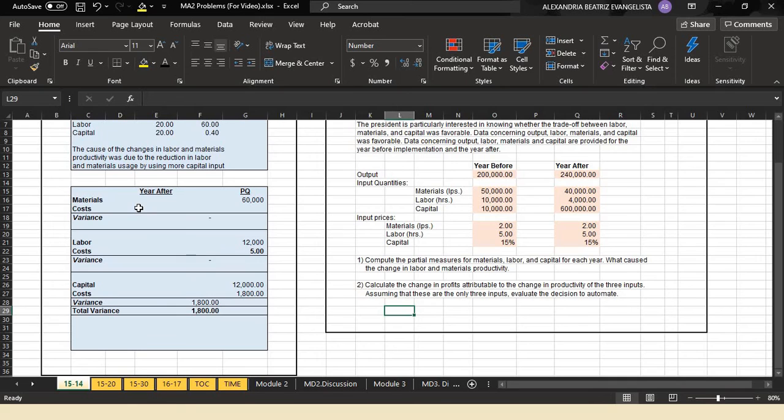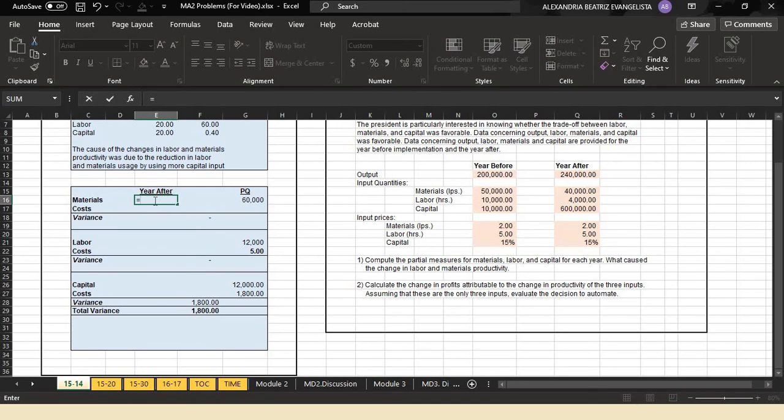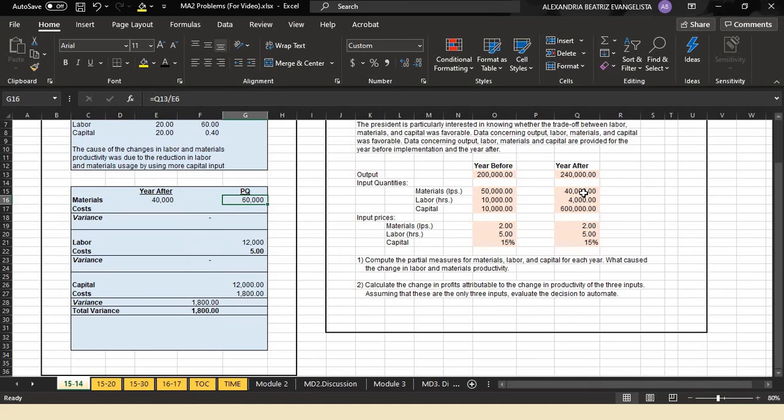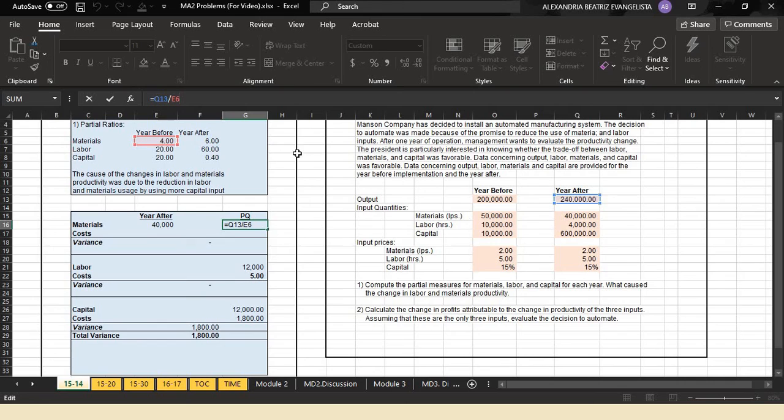So let's start first with the materials. So first, let's input the quantities. So for the year after, the input quantity for material is 40,000. And for PQ, this is computed by dividing the output of the year after by the productivity ratio of materials for the year before.